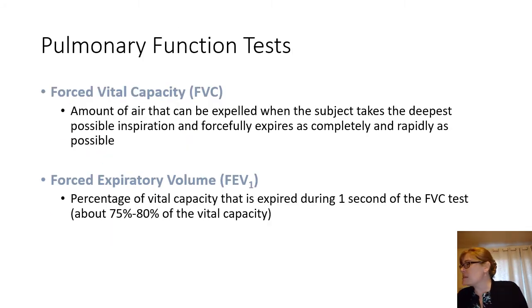All right, we have a couple more tests to discuss. Forced vital capacity and forced expiratory volume. Forced vital capacity is the amount of air that can be expelled when the subject takes the deepest possible inspiration and fully expires as completely and rapidly as possible. So it's just regular vital capacity, but you do it as fast as you can. So it's how much force you're putting behind it. Vital capacity, remember, was breathe all the way in and all the way out. Forced vital capacity is just measuring how forcefully you do that. It's going to have an impact.